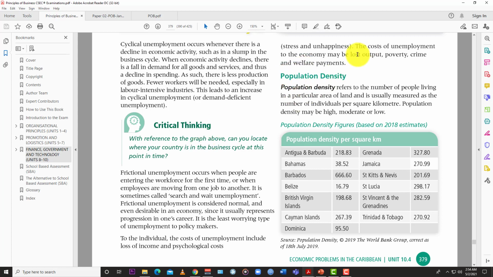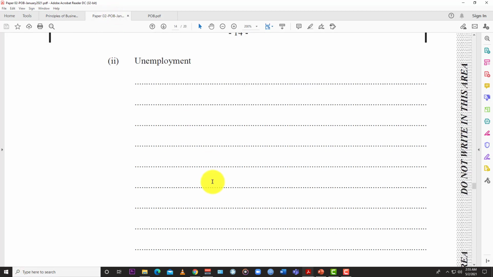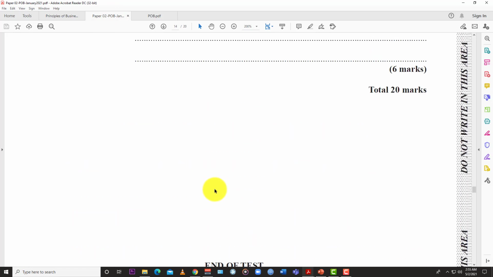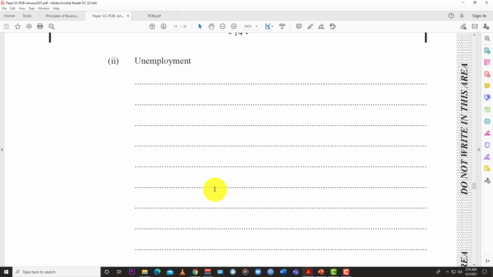You have, of course, loss of income. You have the psychological cost to consider, stress, unhappiness within the country, so the country becomes unhappy. And of course, one of the big things would be crime, poverty, and welfare payments, as we just explained. And as simple as that, 6 marks right there: 1, 2, 3, 4, 5, 6, right?